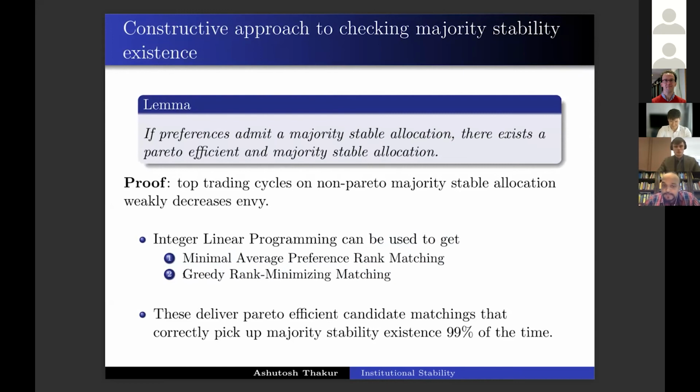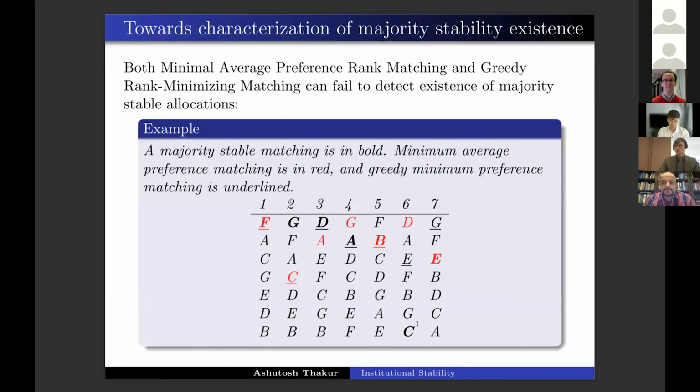These algorithms are going to pick up a majority stable allocation if it exists, very often. Okay, they're not going to be 100% proof though. Here's an example. I don't have time to go through the example. The underlined objects and the objects in red are these two allocations, minimizing average preference ranks and greedily minimizing preference ranks. It turns out they both fail to pick up the only majority stable allocation that this set of preferences does admit. And the crazy thing to do here is to give number 6 his worst possible choice.